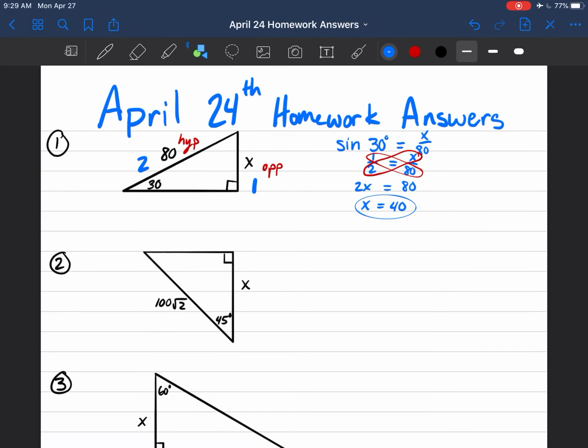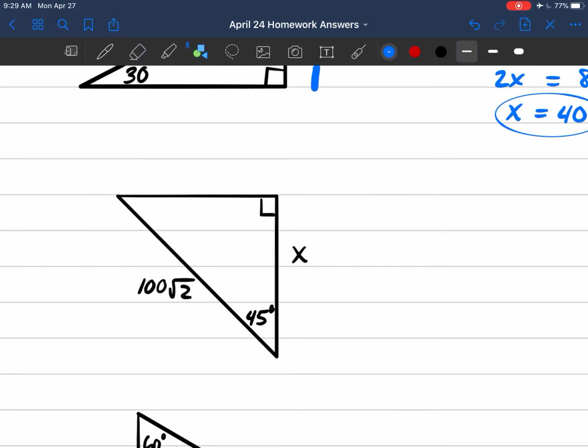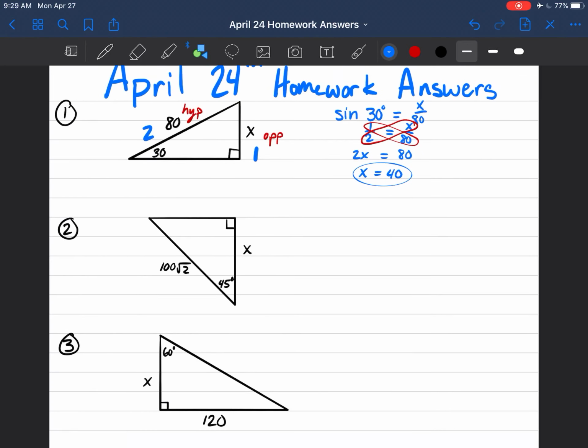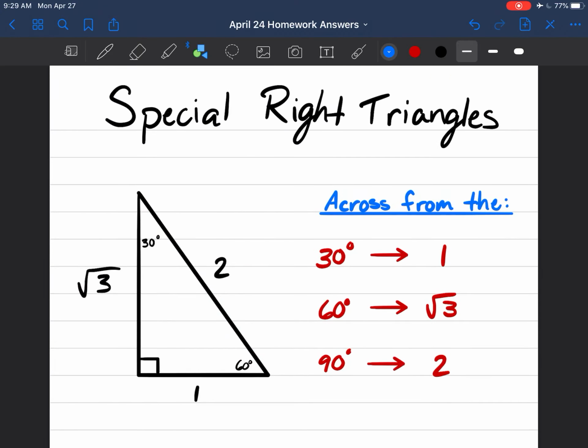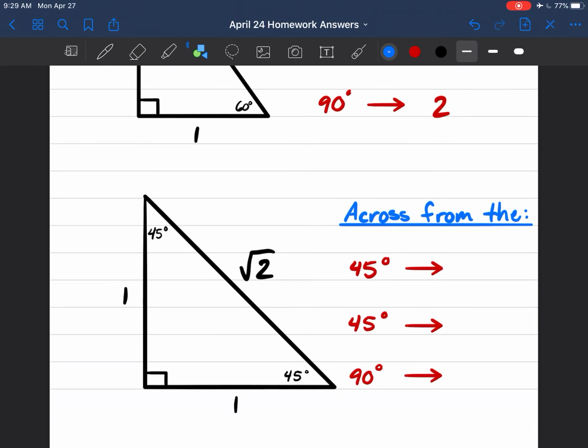For number 2, looks like we have a 45-degree angle. So this means it is similar to our 45, 45, 90. So let's go back and go over that one. So for all 45, 45, 90 triangles, they're all similar or related to this one. They're just larger. So across from the 45-degree angle is a 1. So then I'm going to write that. Or memorize that across from the 45 is a 1.